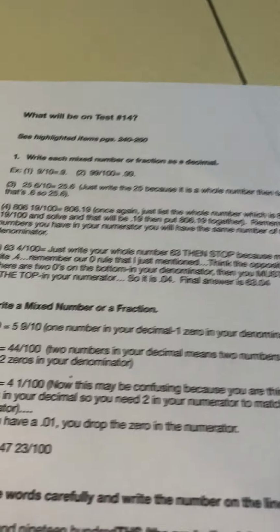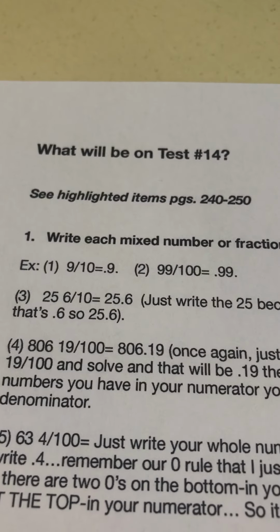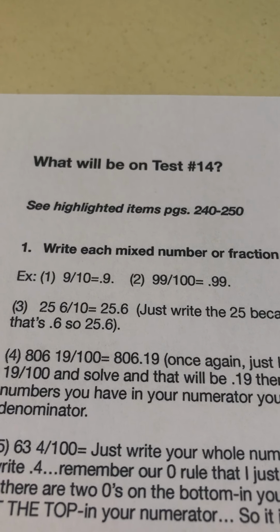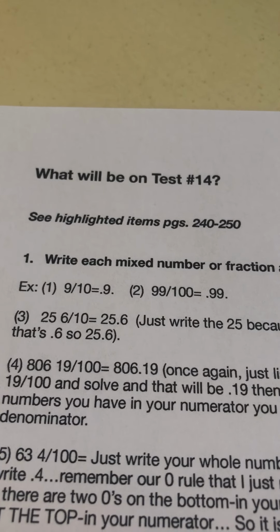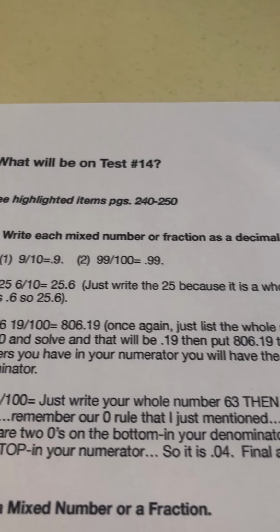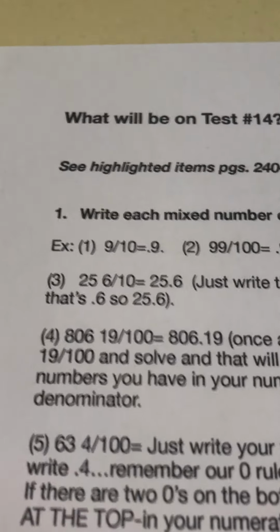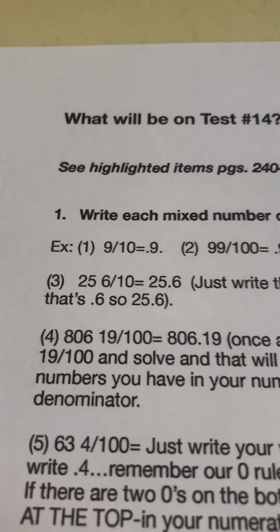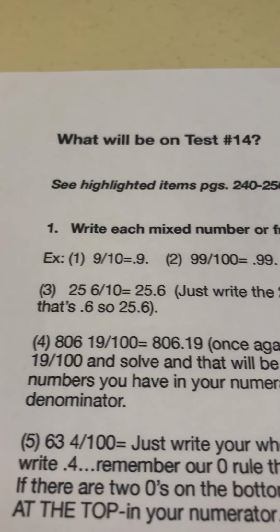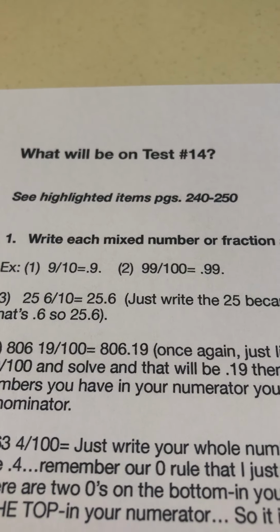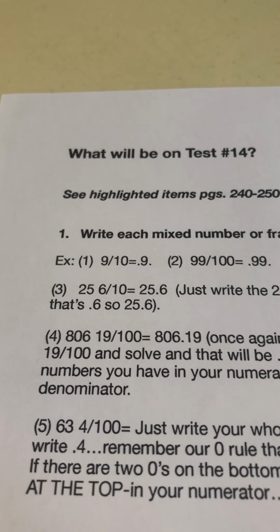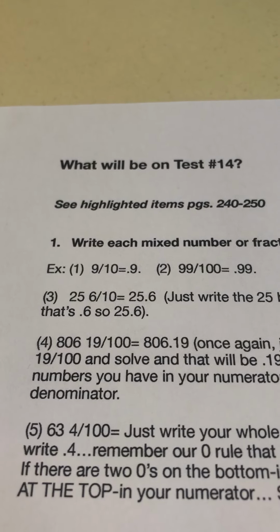But we are going to move right on, and we are going to talk about what is going to be on test 14, okay? So I want you to see the highlighted items, pages 240 to 250. The first thing we're going to talk about is write each number or fraction as a decimal, okay? So 9/10 is pretty simple, 0.9, okay? 99 over 100, 0.99. Okay, the third example, 25 6/10 will be 25.6.